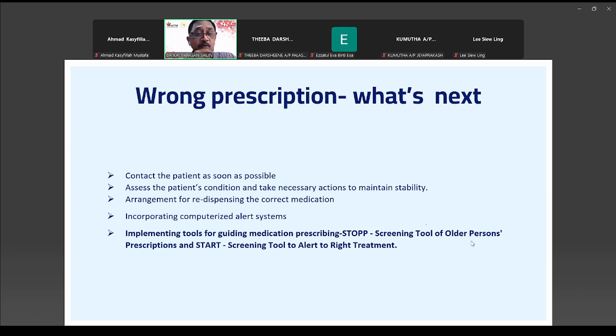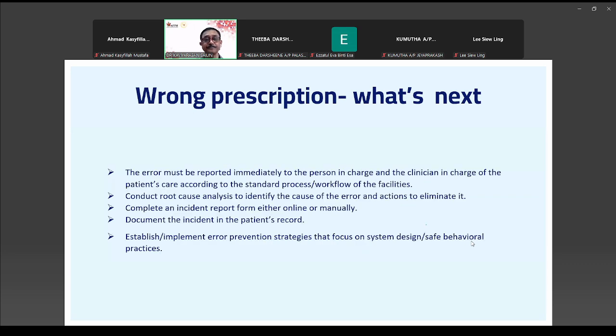So incorporating a computerized alert system implements tools for guiding medication prescribing, meaning the STOPP screening tool for older persons' prescriptions, and also the START screening tool to alert to the right treatment. So you need to have this in your electronic medical record and prescription. So this will help to prevent wrong prescription.